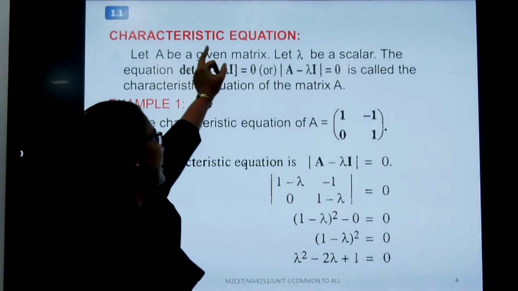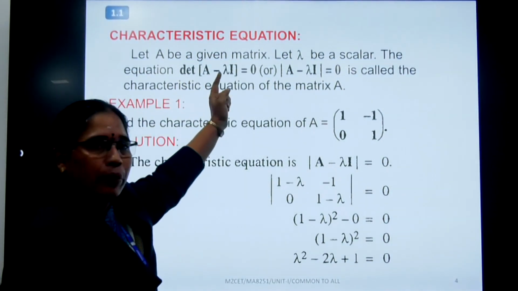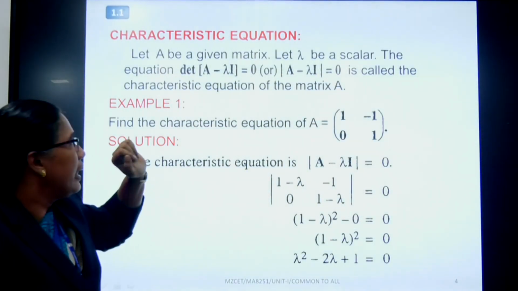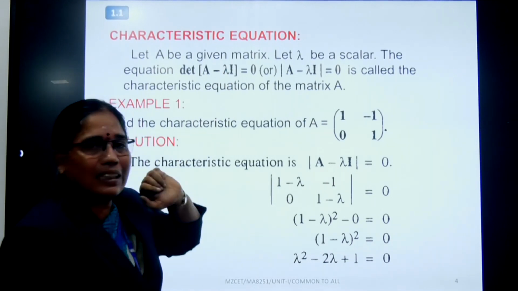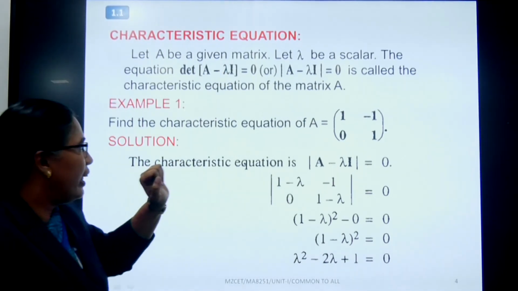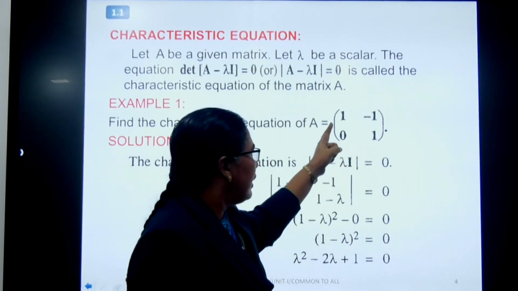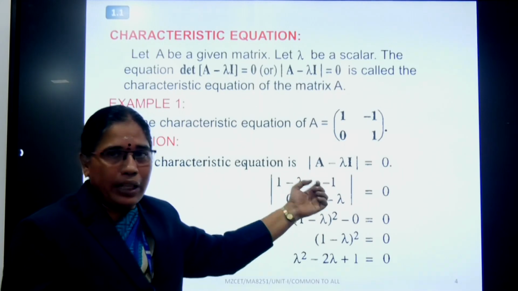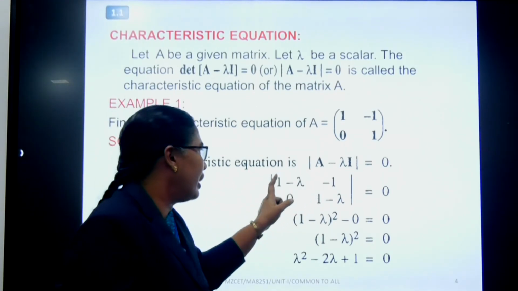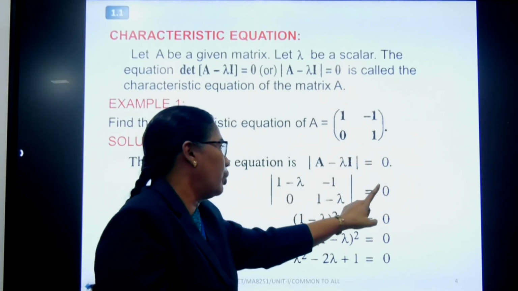Now we find the characteristic equation of the matrix. So we will use the formula determinant of A minus lambda I is equal to 0. Here A is nothing but the given matrix, lambda is any scalar, I is nothing but the unit matrix. For example, I am considering A equal to 1, minus 1, 0, 1. This is a 2 cross 2 matrix. The characteristic equation is determinant of A minus lambda I is equal to 0. Now I write 1 minus lambda, minus 1, 0, 1 minus lambda equal to 0.